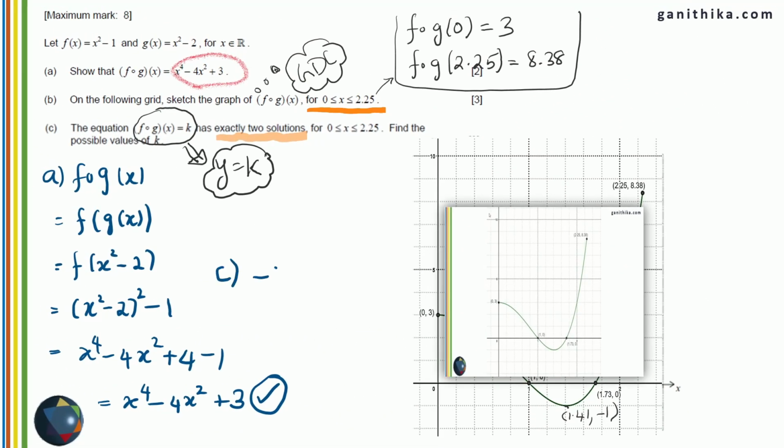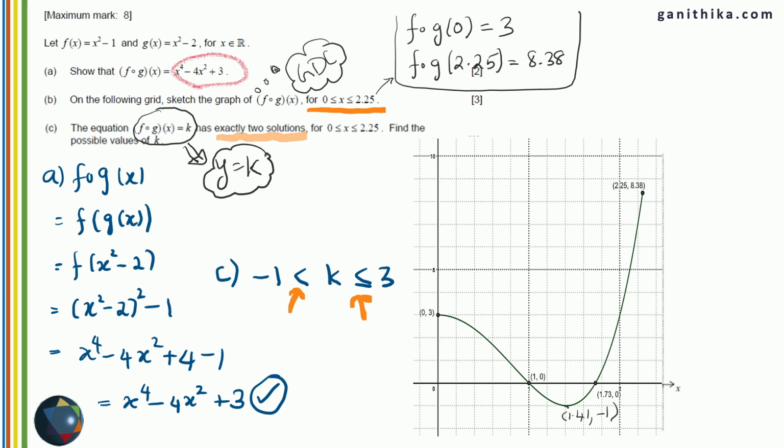So the answer for C is negative 1 less than k less than or equal to 3. You should notice that at the point when y equal to negative 1 we had only one solution, but when it was equal to 3 we had two solutions. And you need to be careful about the inequalities here. There is no equal to sign for negative 1, but k equal to 3 is included. So this is the answer for question C.